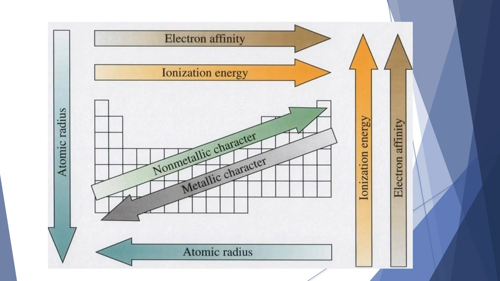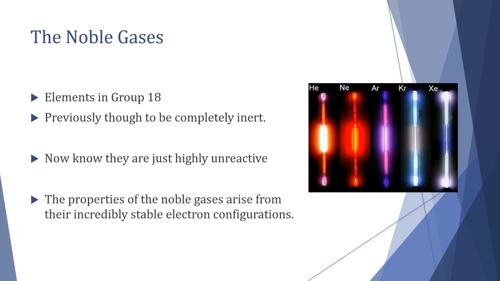So that's all that we have in terms of our physical and chemical characteristics for the trends. The only ones that we didn't talk about that much are the noble gases. These are the elements in group 18. They were thought to be completely inert. However, they did discover that xenon will react under high pressures and temperatures. So some very extreme conditions. So they stopped referring to them as being completely inert. Now we just refer to them as highly unreactive.